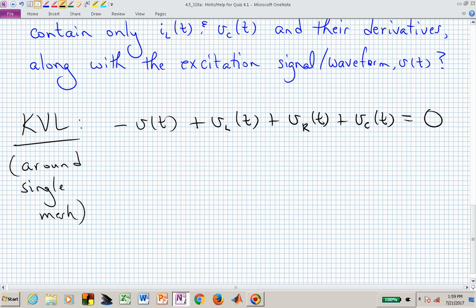This is a true equation, but now it contains three unknowns and one known. V of t is known, and it has three unknowns, V sub L, V sub R, and V sub C. And we want to now see if we can rewrite this in terms of the state variables, which are V sub C of t, so we can leave that particular variable alone. We have our excitation signal, V of t, we can leave that alone, but now it would be nice to rewrite V sub L and V sub R in terms of the inductor current or the capacitor voltage and their derivatives.